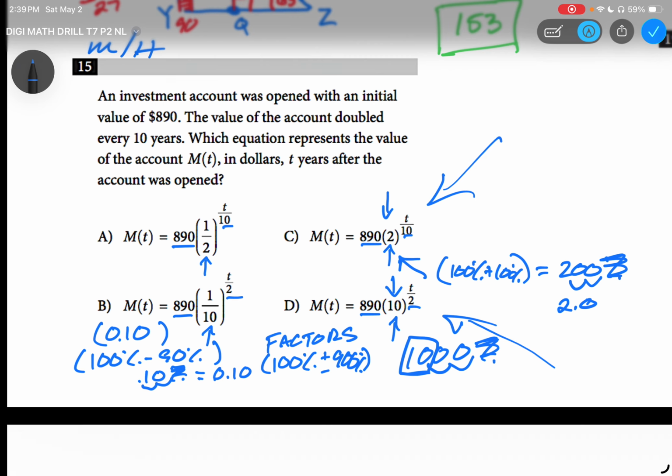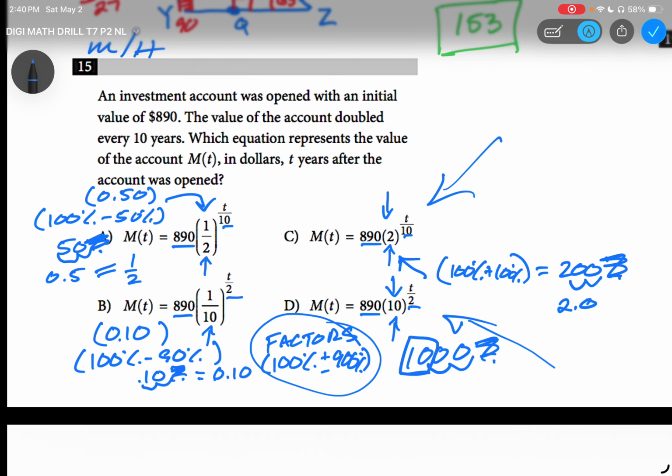Now notice answer choice A is also going down in value, because that represents 0.50, which I now know is 100% minus 50%, which equals 50%. If I get rid of the percent and move the decimal point over 2 places, that'll be 0.5, which is also equal to 1 over 2. You guys get the game. Again, those are factors: 100% plus or minus whatever percent you're going to yield with.